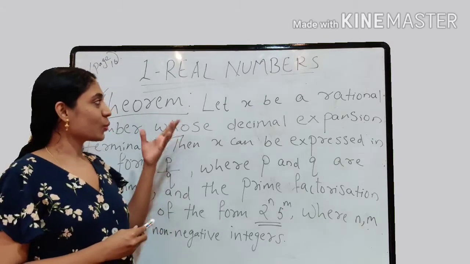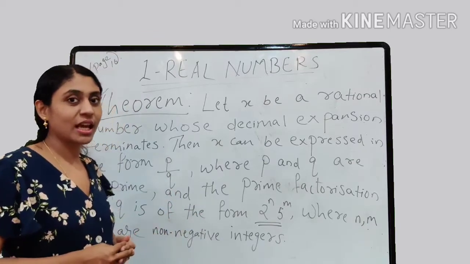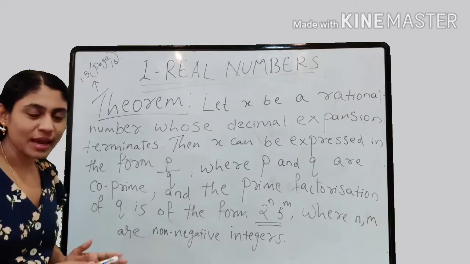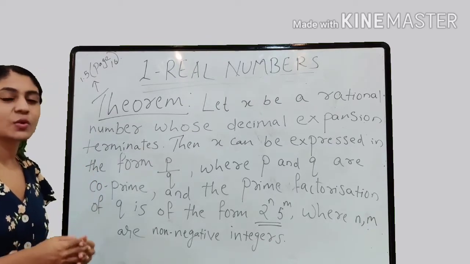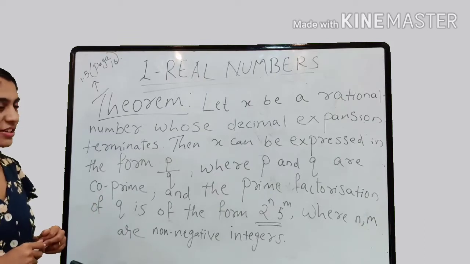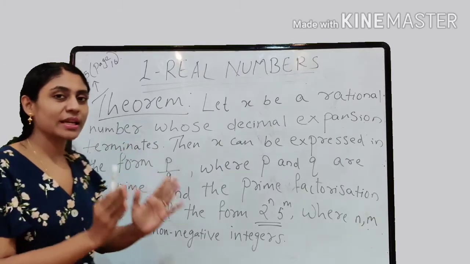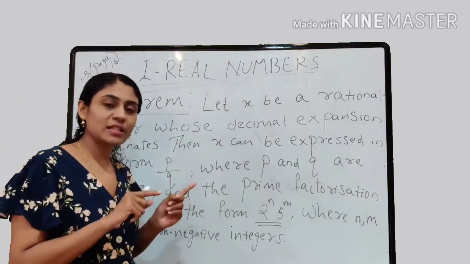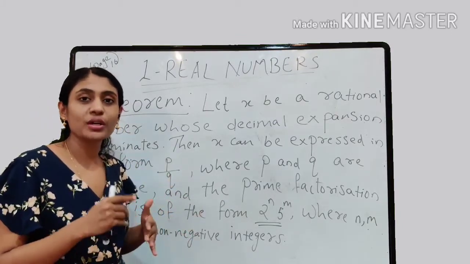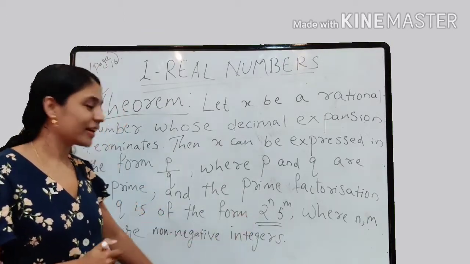So once again, what the theorem says: let x be a rational number whose decimal expansion terminates. Then x can be expressed in the form p by q, where p and q are co-prime, and the prime factorization of q is of the form 2 raised to n into 5 raised to m, where n and m are non-negative integers. So understood this theorem? Once again, the prime factorization of q is of which form? 2 raised to n into 5 raised to m, where n and m are non-negative integers.